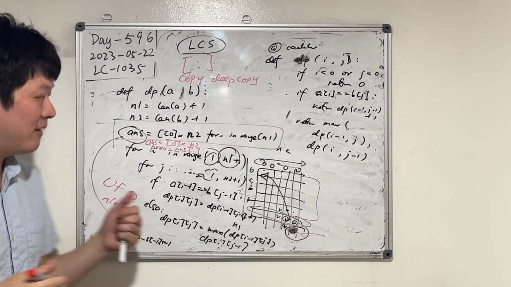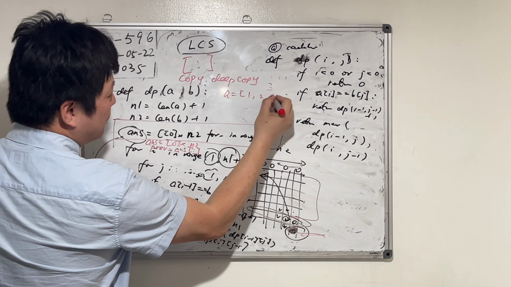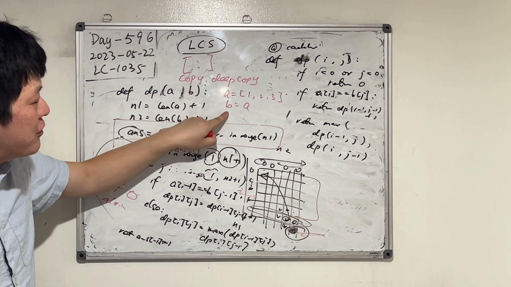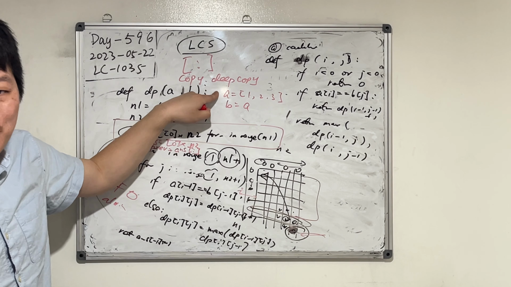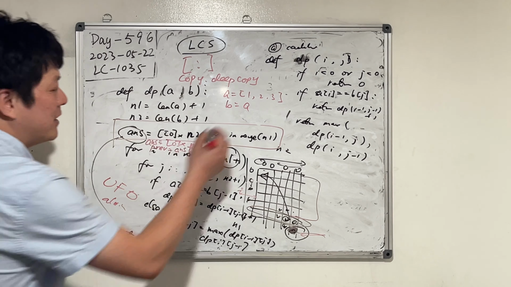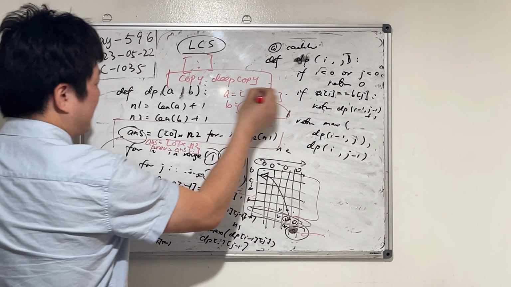Deep copy. Okay, deep copy. A equals 1, 2, 3. B equals A. This is shallow copy. B is just an alias of A. So if I change B[0] to 0, then A will also be changed, right? This is alias, shallow copy. But if I do this, this is the deep copy, meaning B is a separate copy of A. Also, we can use copy dot deepcopy, okay?